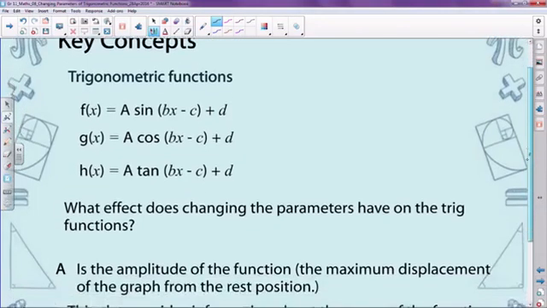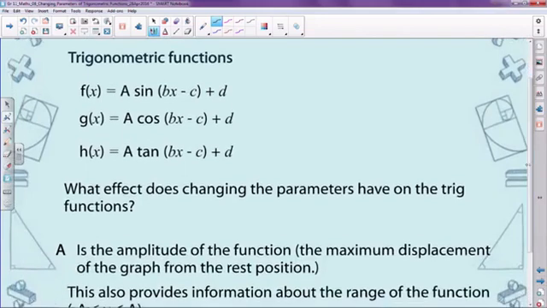Now, looking at our key concepts for today. Trigonometric functions, you will have your f of x equals a sine(bx minus c) plus d, and then your g of x, which is a cos(bx minus c) plus d, and then your tangent, h of x equals a tan(bx minus c) plus d. Now, what effect does changing the parameters have on the trig functions?